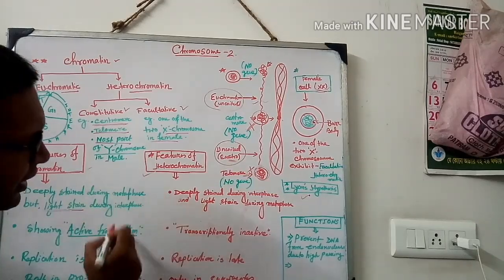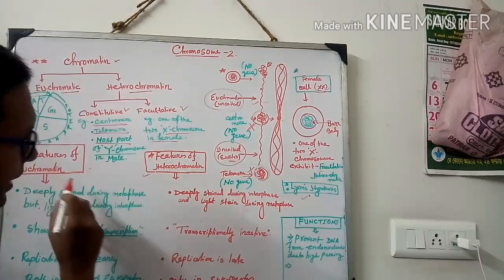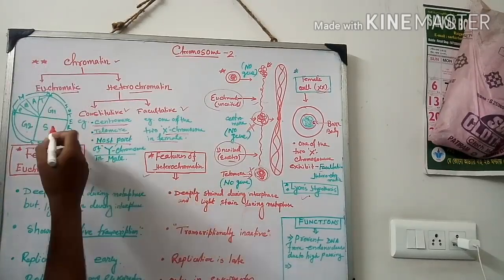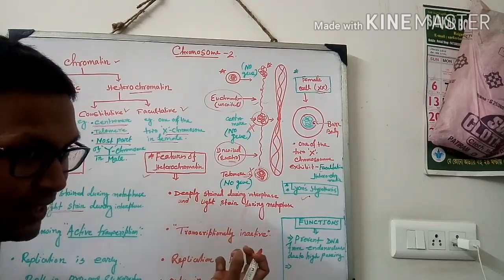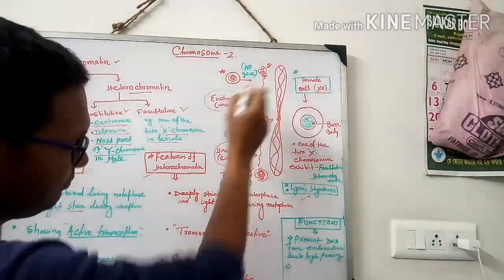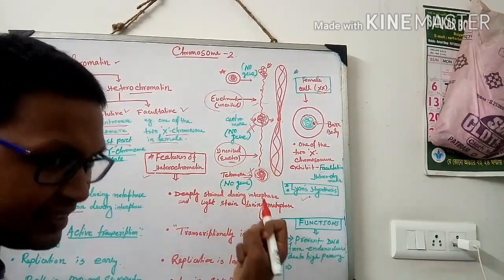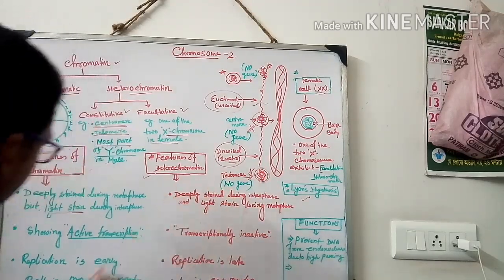But heterochromatin, in that particular time, will take a deep stain. That is, during the interphase stage, heterochromatin will take a deep stain. That is, they are not working. So they remain in a coiled condition and take a greater stain, with high stain density.